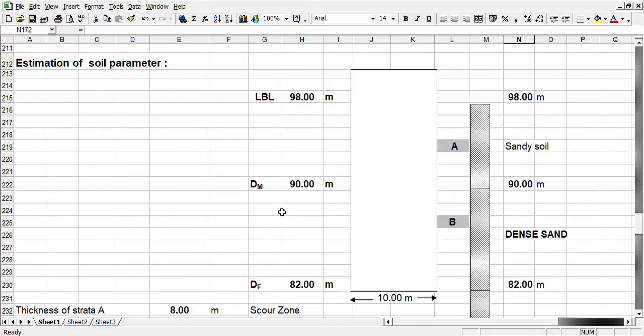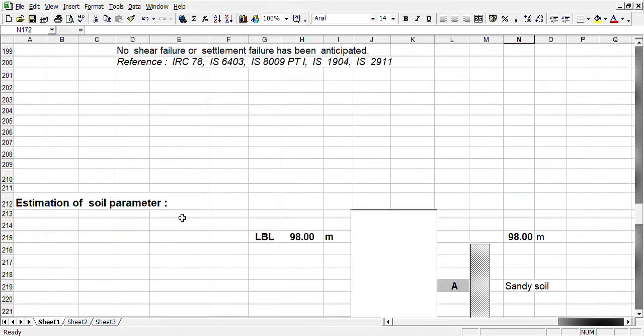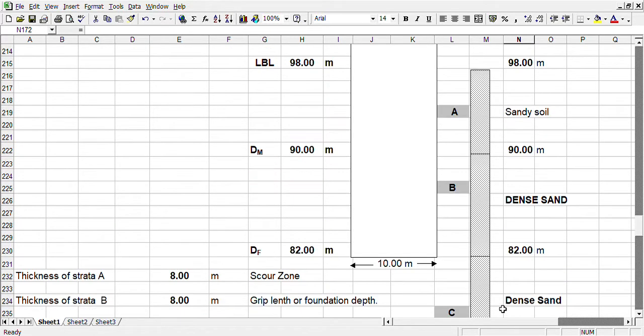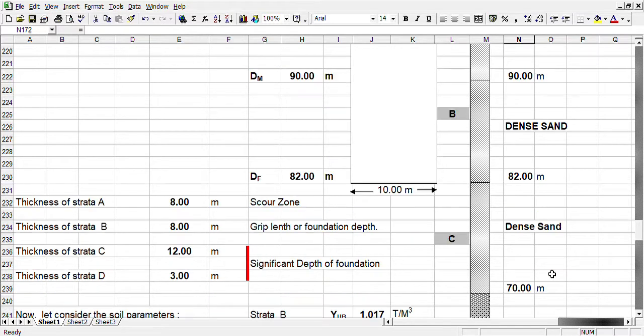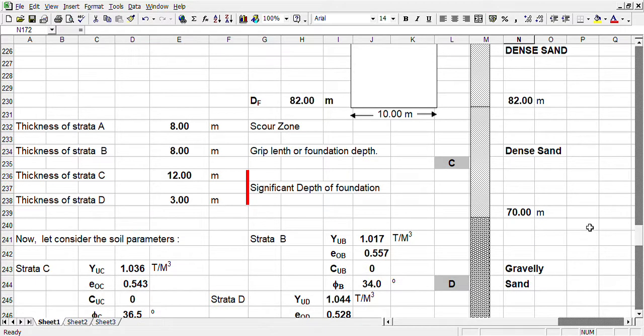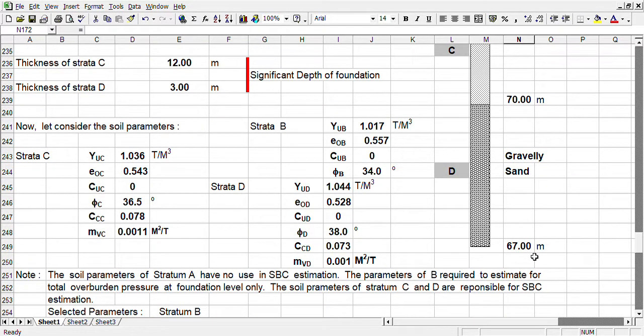So now another important criterion is how to estimate the soil parameters. We have bore log profiles, laboratory test results, and other parameters. Now we have to consider this log profile. Our ground level is RL 98, and scour level is 90, and 82 is foundation depth. Here another layer is coming at RL 70, and it is 67. You see, here we are putting the foundation, and we require soil parameters up to 1.5B. Up to 67, it is 15 meter extra.